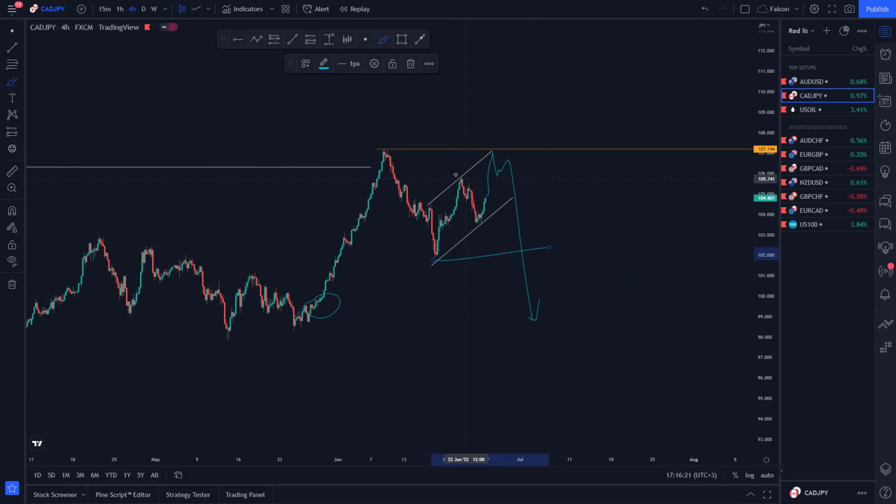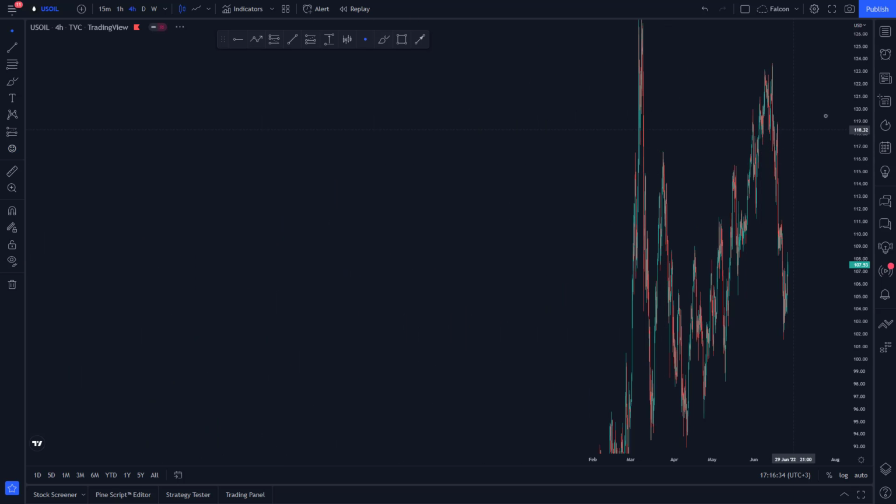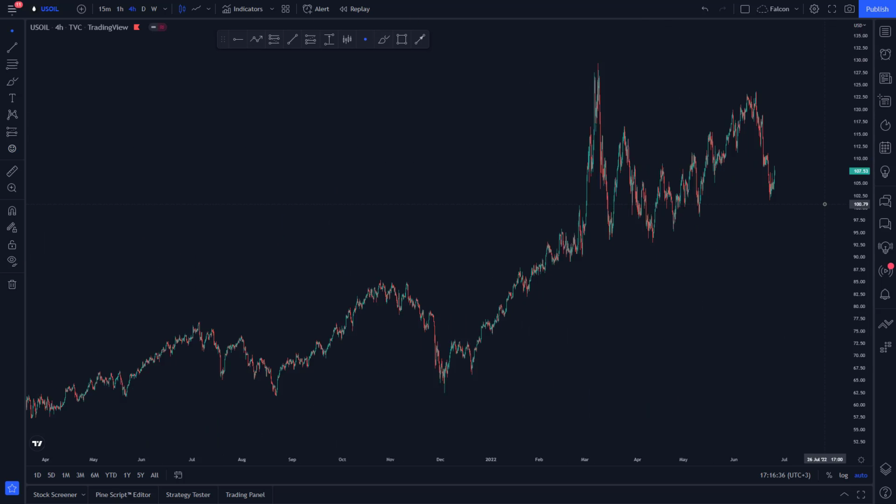If this is the reversal that we have been waiting for, then this price could fall for the rest of the year. So be alert on this one, guys. Lastly, we are going to go through US oil. US oil, we have been anticipating this move for a long time.